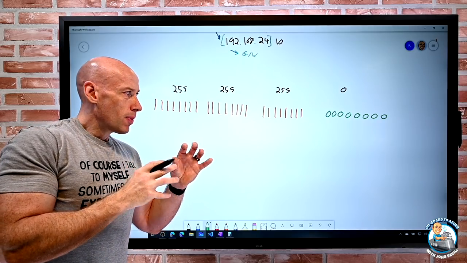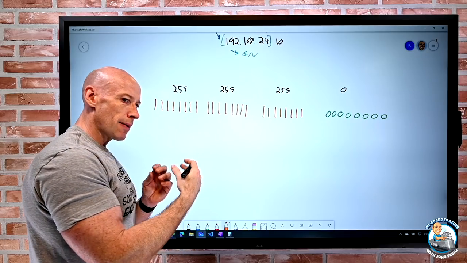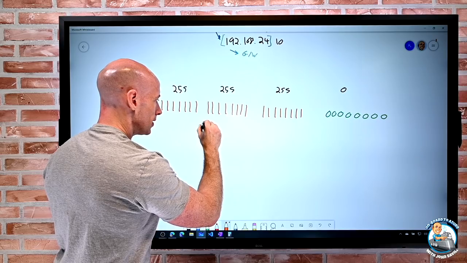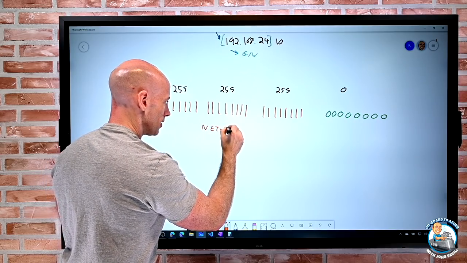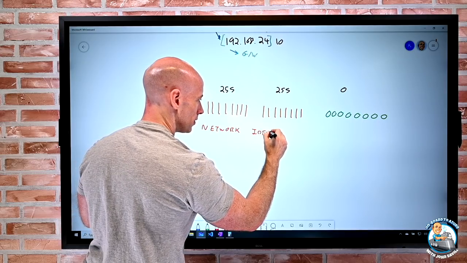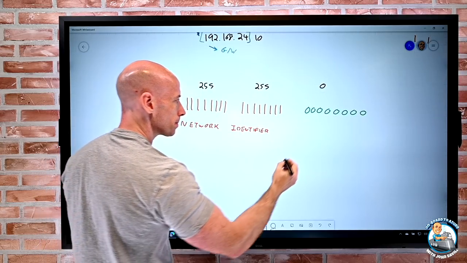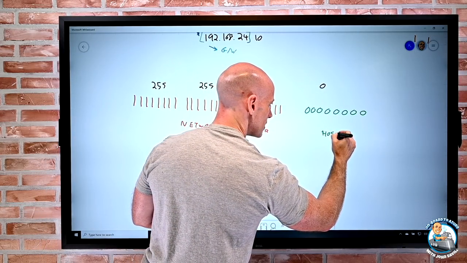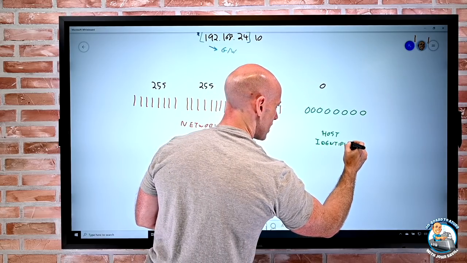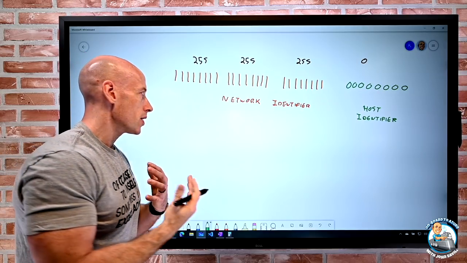So that now, from a binary perspective, that tells me when the subnet mask is a 1, that's saying this is the network address. So that is the network identifier. Where it's zeros, that tells us it is the host identifier. That's how we kind of use the subnet mask with everything we're trying to do.